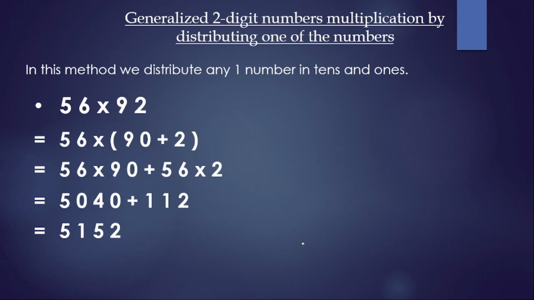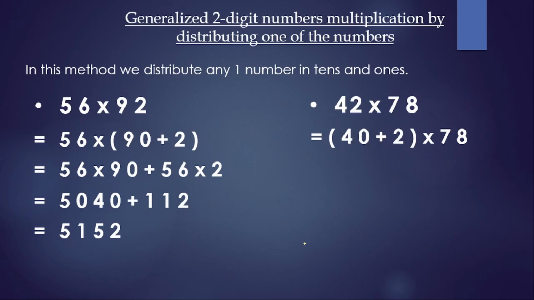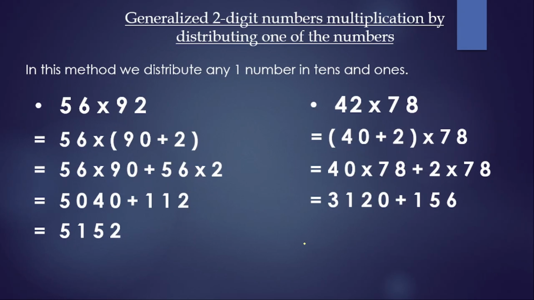Try it for a few questions and believe me, you will find this method faster than our usual routine questions. Let us try another question. 42 times 78. In this case, we will distribute 42 as 40 plus 2 times 78. So we'll take 40 times 78, to which we add 2 times 78. We get 3120 plus 156, and then the result is 3276.